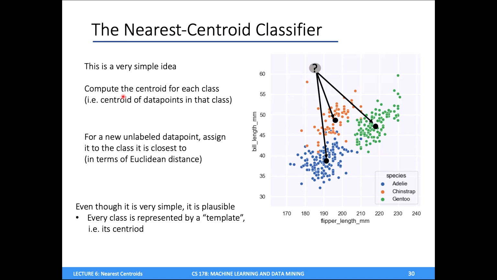This is a pretty plausible idea, though. The intuition for why this might work is that the centroids are kind of templates for a class. They represent, okay, what's the average chin strap penguin like? What's the average Gentoo penguin like? And then to make a prediction for a new penguin, we just see how far away it is from those average penguins representing each class.